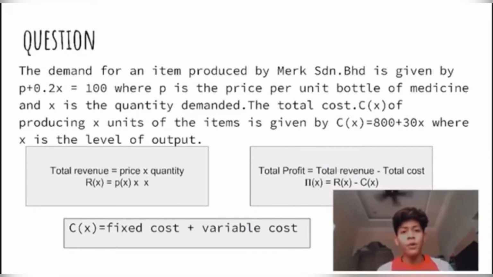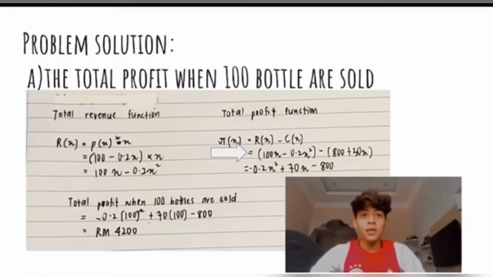Okay, the formula for total revenue is price multiplied by quantity. So R(x) equal to P(x) multiplied by x. The total profit equals total revenue minus total cost. So pi(x) equal to R(x) minus C(x). C(x) equals fixed cost plus variable cost. Okay, A. The total profit when 100 bottles are sold.